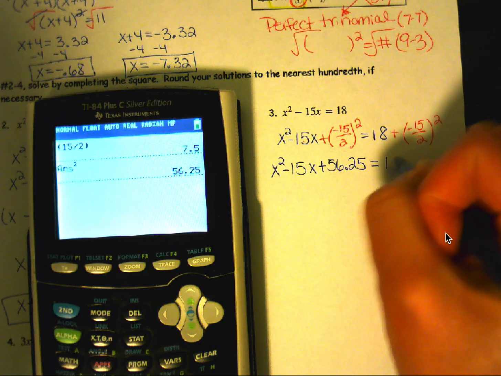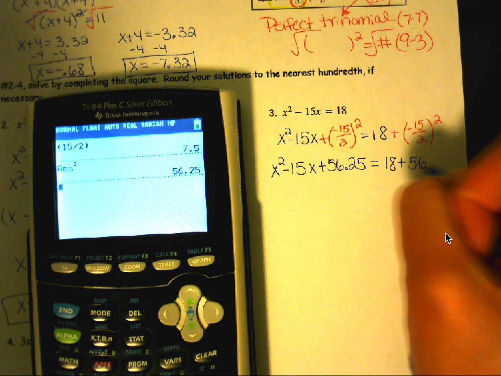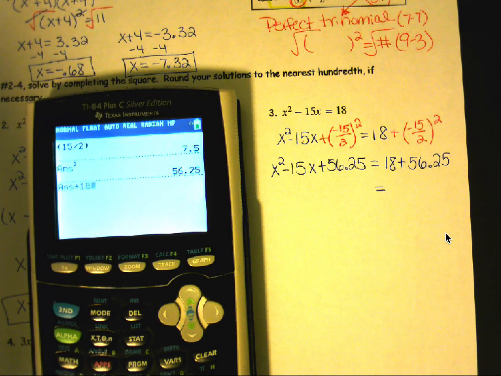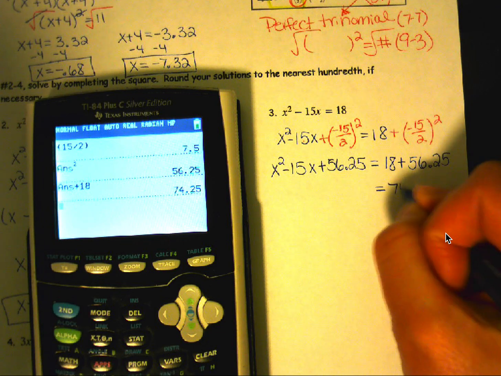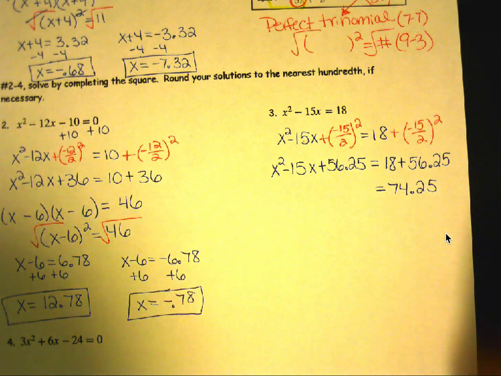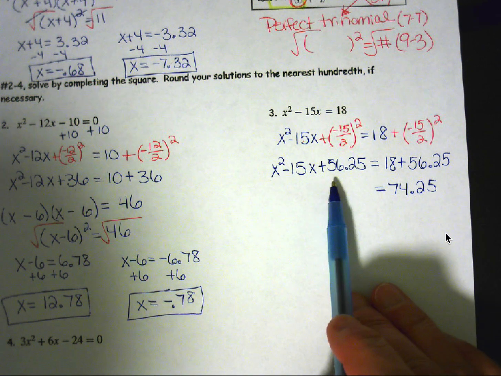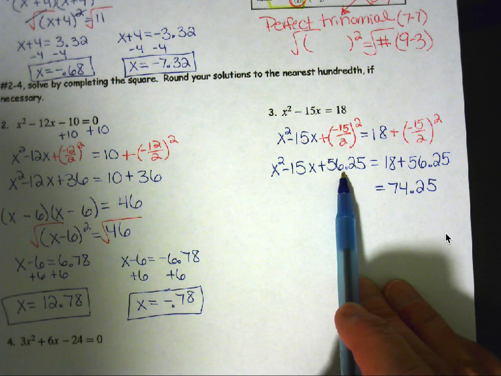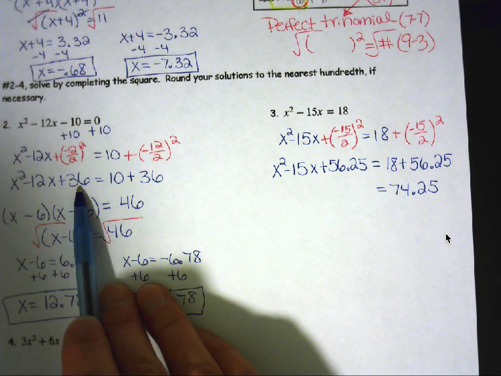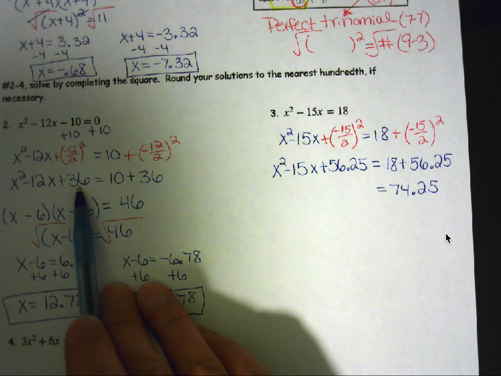That would be 18 plus 56.25. Let's just go ahead and add those together. So we get 74.25 on the right. Look at this. This is a perfect trinomial. That's so strange. I can tell you 36 is perfect. I know that one. That's 6 times 6.